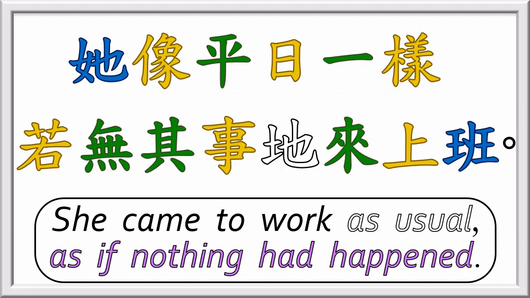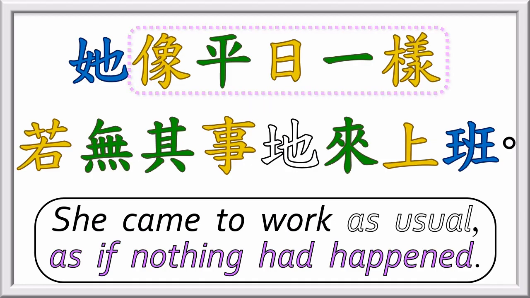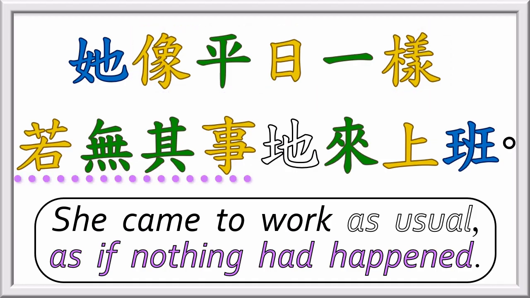她像平日一样若无其事地来上班。She came to work as usual, as if nothing had happened. Notice the new idiom, 若无其事, meaning to act casually or indifferent, as if nothing had happened. 平心而论 is a four-character 成语 meaning in all fairness or to give a person his or her due.